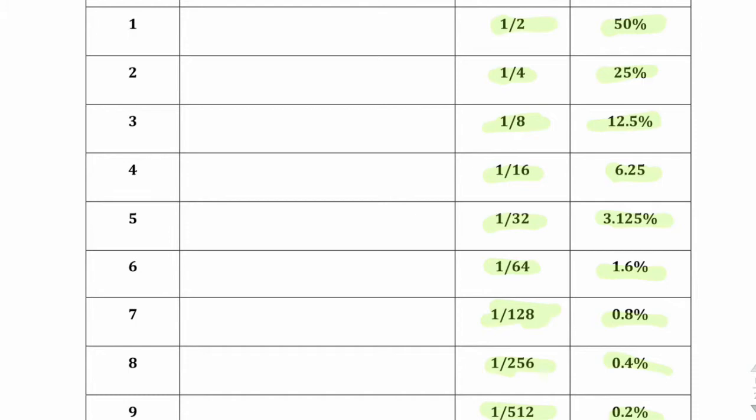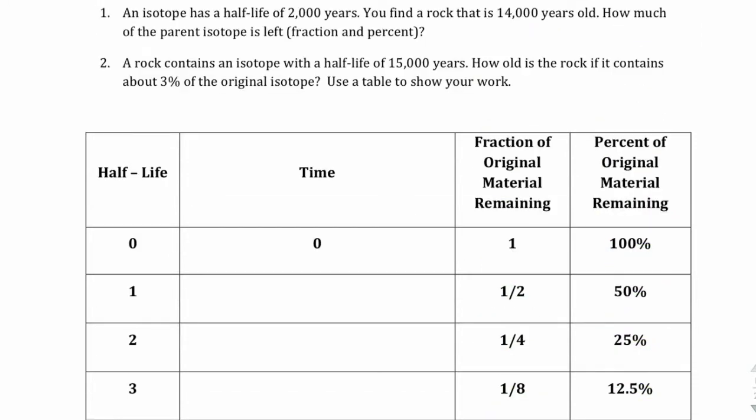So how do you work these problems? What do we do? Well, here's the deal. The first example problem says that we have an isotope that has a half-life of 2,000 years. That's important. I'm going to highlight it. You find a rock that's 14,000 years old. That's important. I'm going to highlight it. How much of the original isotope is left in both fraction and percent? That question is asking how much is left after 14,000 years. So simply, here's what we do.